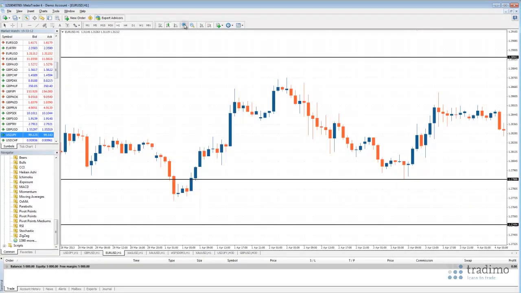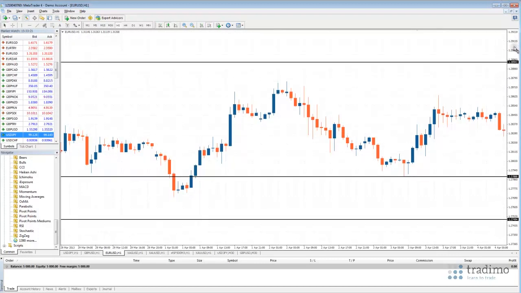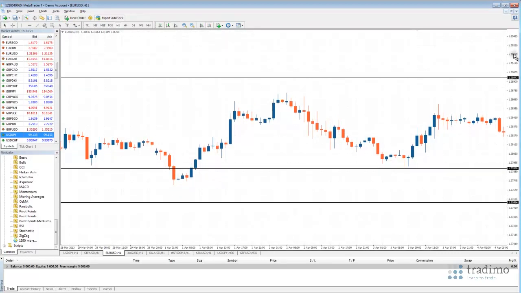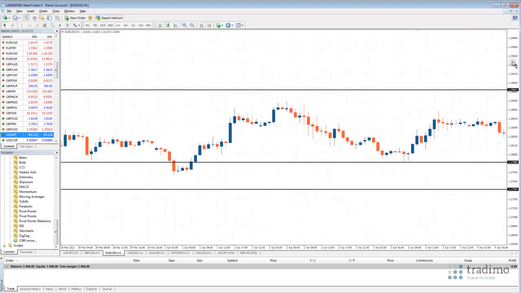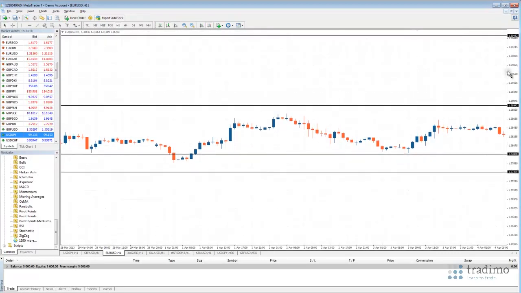Once you have done this, you may need to rescale your chart so that you can see all of your support and resistance levels. To do this, just hold down the left mouse button and drag the price axes, and you will eventually find all of your levels on the chart in front of you.